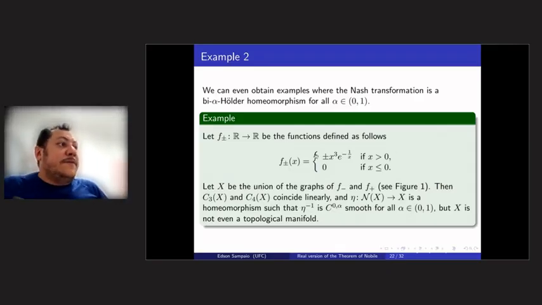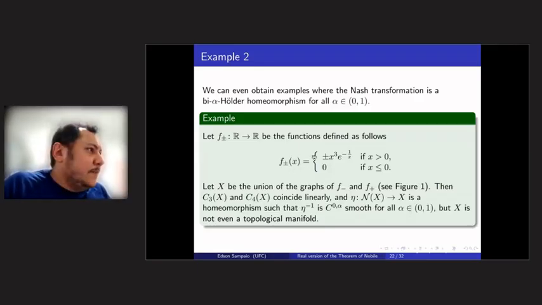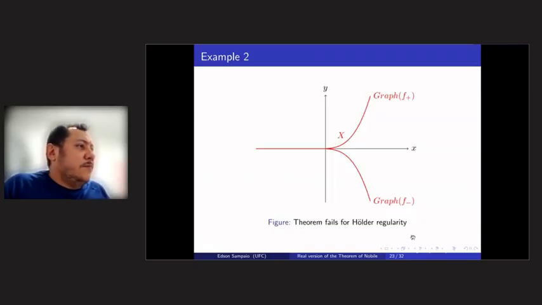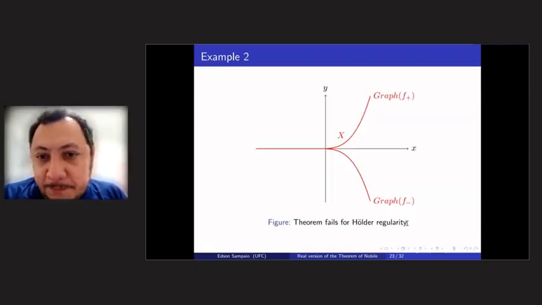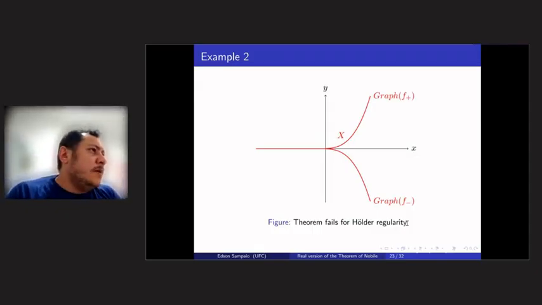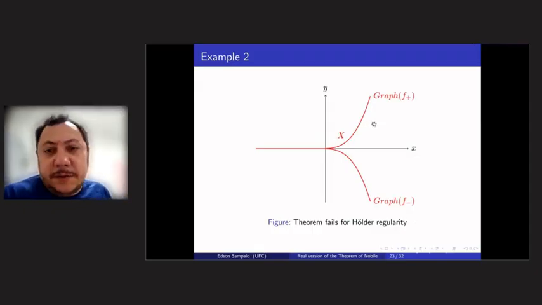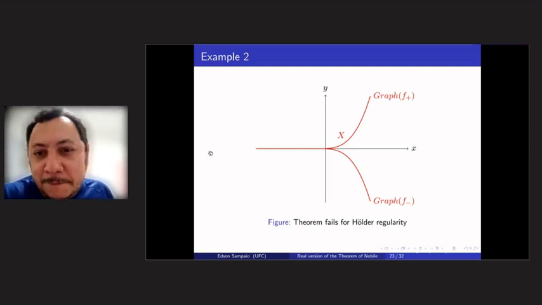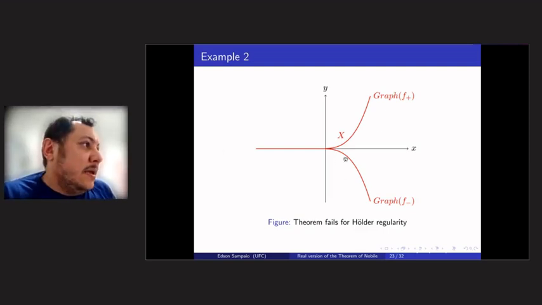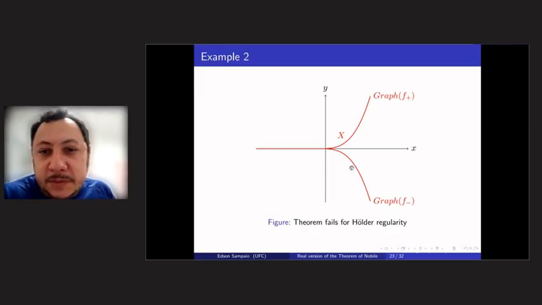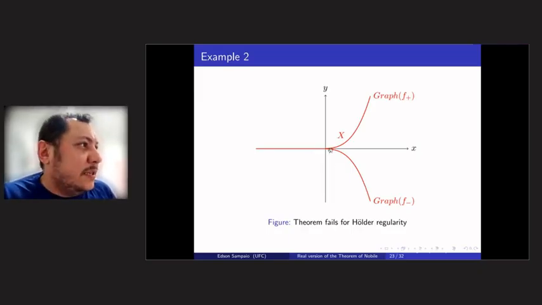And the example is the following. We can show this. I think I put some picture here: the graph. We have two functions which are C^infinity, and they are tangent here. In fact, the tangency is very high, but in fact, X is not a topological manifold, for instance.